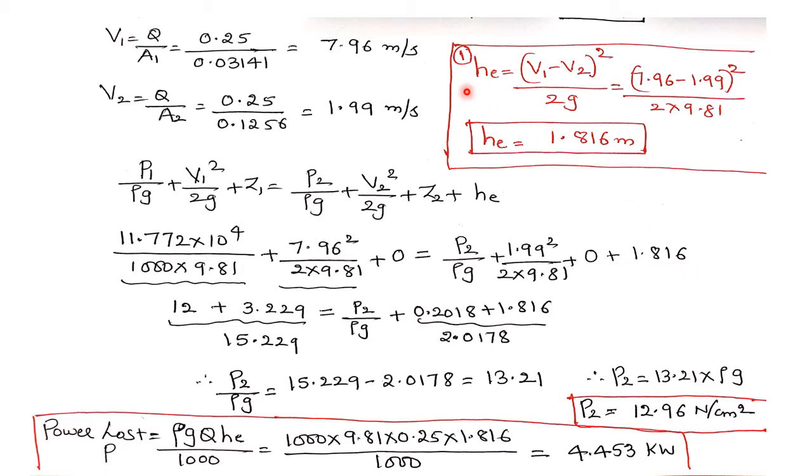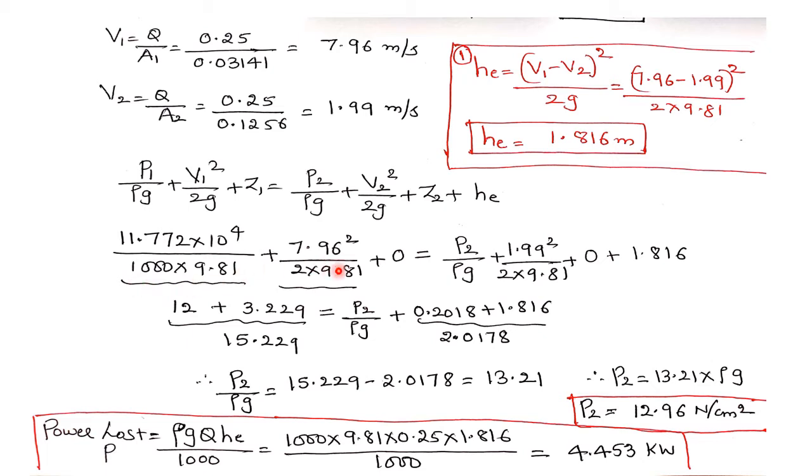Before that, we have calculated the head loss due to sudden enlargement. That is, we have calculated the values of V1 and V2, where He is given by V1 minus V2 whole bracket square divided by 2g. V1 is 7.96, already we have calculated the value, V2 is 1.99, whole bracket square divided by 2 into g, where g is 9.81. So the head loss due to sudden enlargement is 1.816 meter. That value I have substituted here, 1.816 meter.